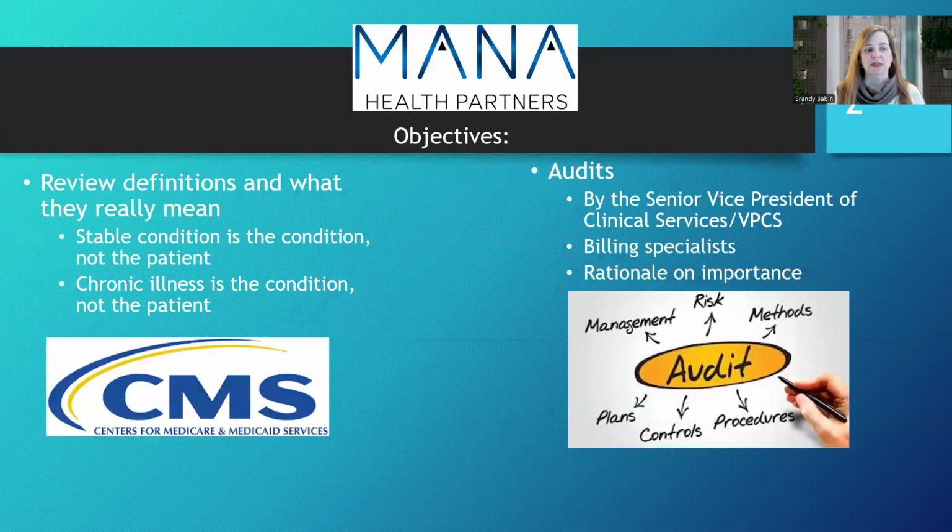So our objectives today are to review the definitions of what CMS has posted. What does stable condition mean? And we're talking about a condition here, not the patient. What does chronic illness mean? And not necessarily the patient. And then we're going to talk about, and we'll do this first, the audits.